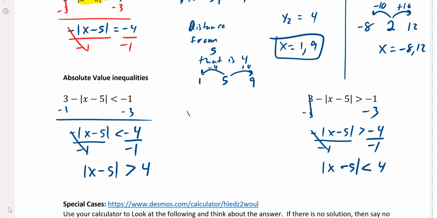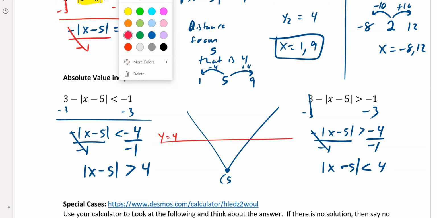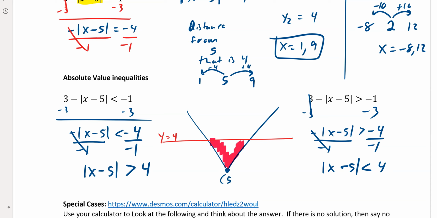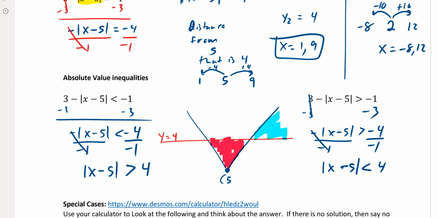So our graph will always be like this because it's an absolute value. And that will always be that number 5, right? Because that's what it is, 5. And then we have that y equals 4 line right here. So everything here is less than, and everything here is greater than. And so all you need is those 2 points of where it's equal, and we already found those to be 1 and 9.